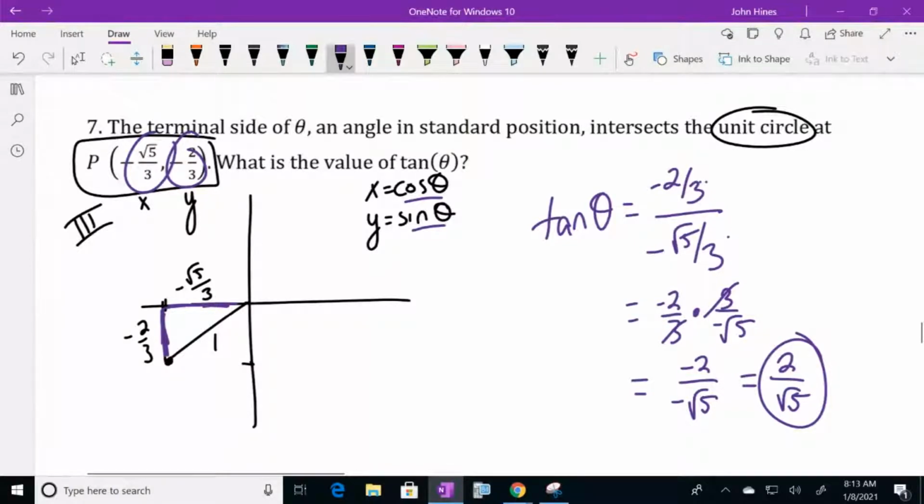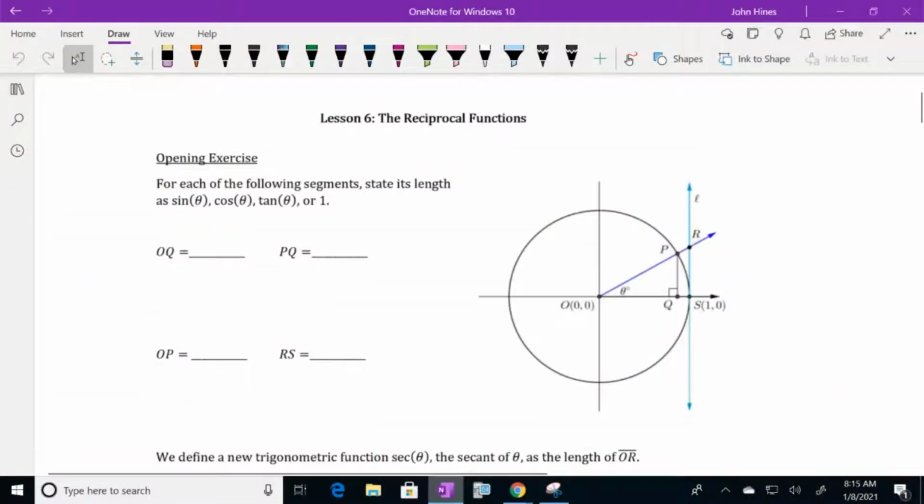I'm going to pause the video while I switch to lesson 6. So here we are in lesson 6 where we're going to talk about the reciprocal trig functions. There's actually other trig functions besides sine, cosine, and tangent, and I promise you it's not too bad. We're going to talk about some of them and then we'll do some problems.